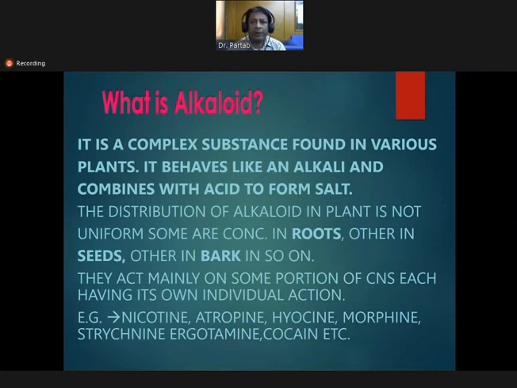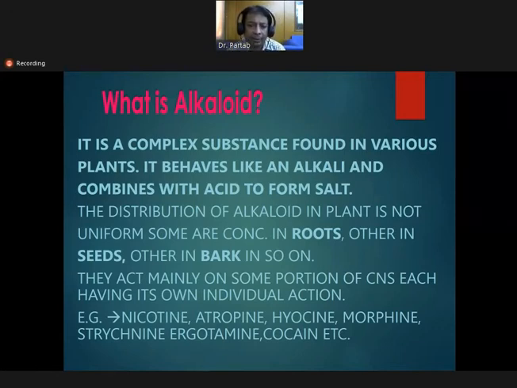So what is an alkaloid? A complex substance found in various plants that behaves like an alkali and combines with an acid to form a salt. The distribution of alkaloids in a plant is not uniform. Some are concentrated in the roots. As I said earlier, the most concentration of the poison is present in the roots, others in the seeds or in the bark of the plant, and so on.